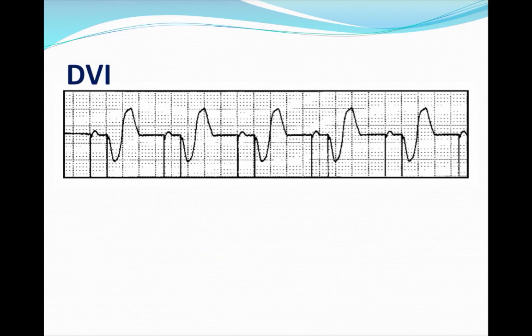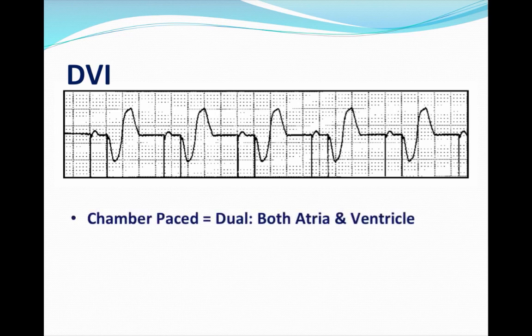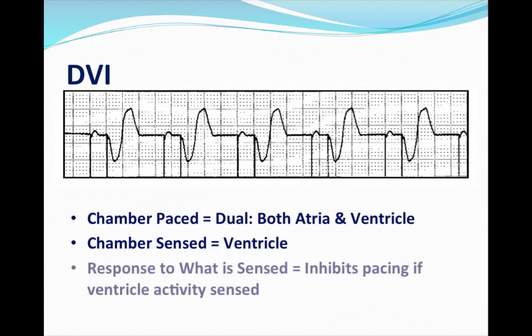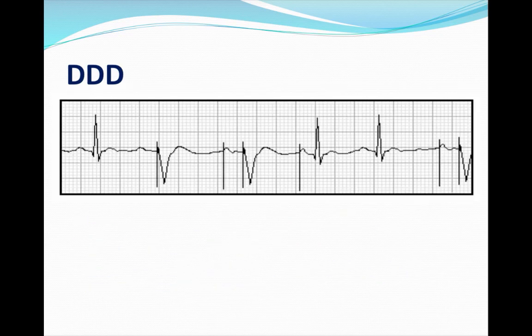Here's another one, DVI. Okay, the chamber being paced is dual, so both the atria and the ventricle. So you can see pacer spikes here in front of the P wave and the ventricle. The chamber being sensed is the ventricle, and when the pacer senses an impulse in the ventricle, it's going to inhibit the response.